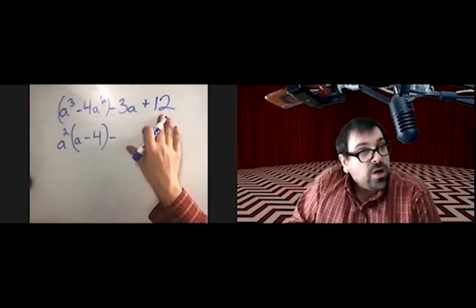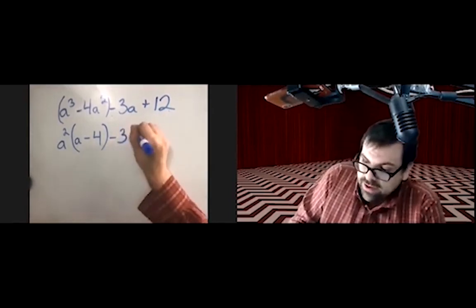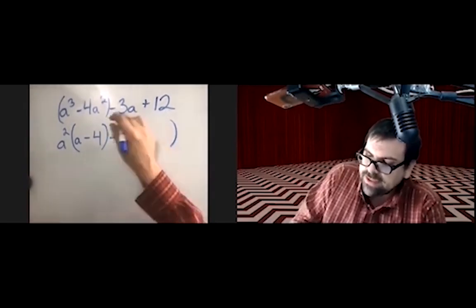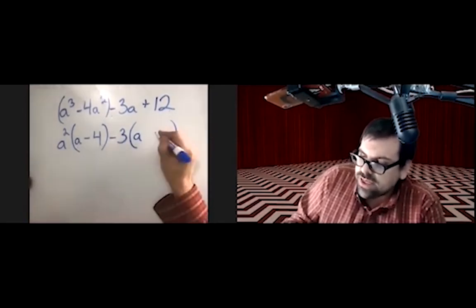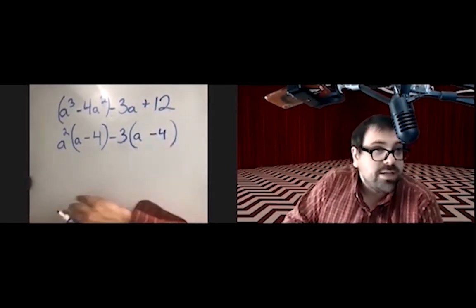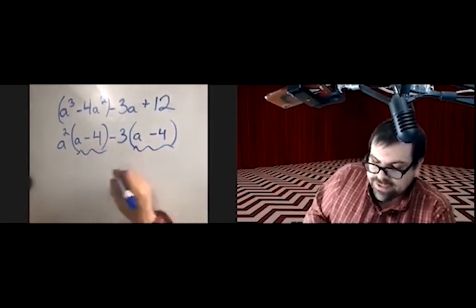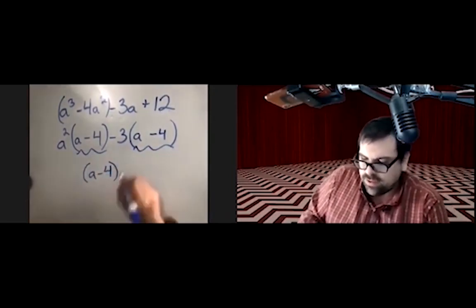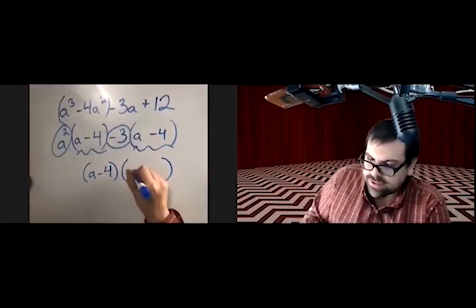3a and 12, all that is in common there is a 3. So we're factoring out a negative 3. Negative 3 times a is negative 3a. Negative 3, be careful, times negative 4. Negative 3 times negative 4 is positive 12. Leftover piece is the same. It's the greatest common factor now. Factor it out. And what are we left with? A squared minus 3.